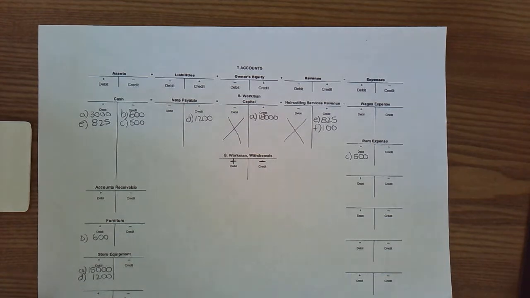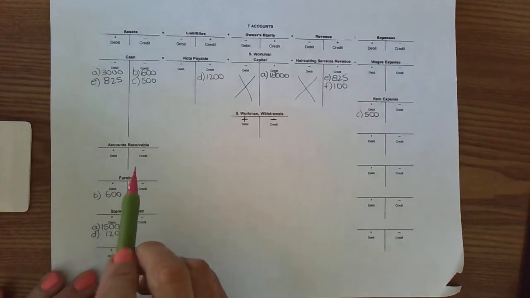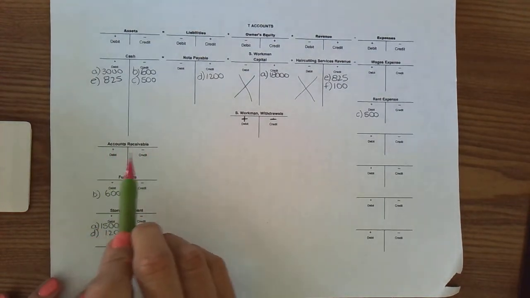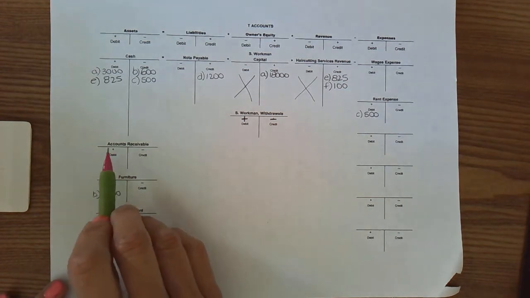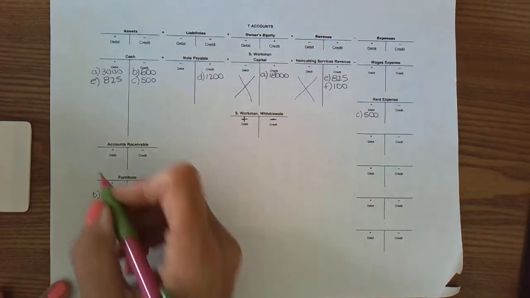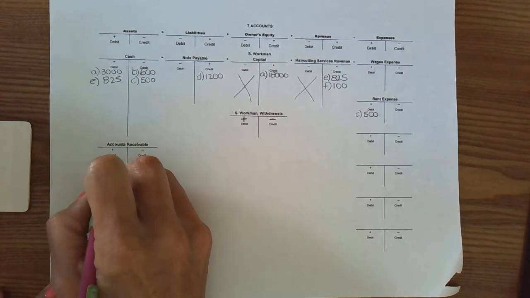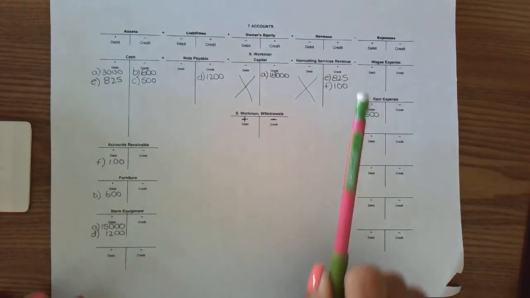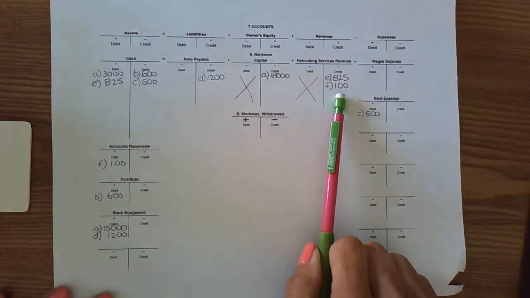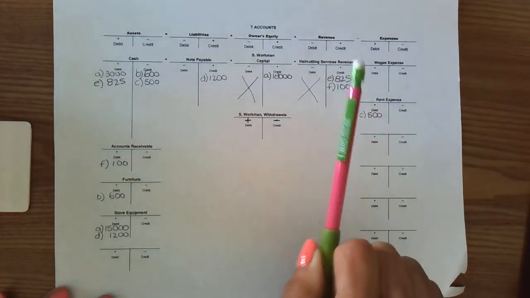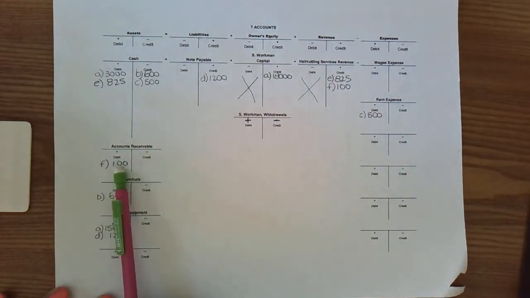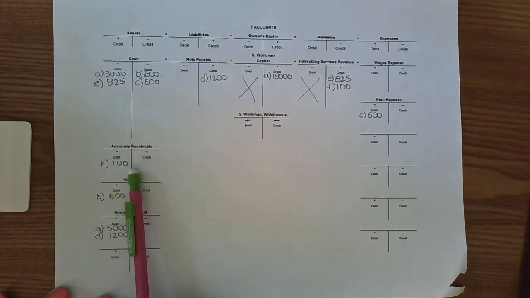And again, no cash exchanges hands, so our customer owes us money. So this is going to be our accounts receivable. They owe us money, so it goes on the debit side. So this is going to be letter F and 100. Again, we have our credit to revenue. That's the only side that can go on. And we're going to add to the balance of our customer's accounts receivable, $100.